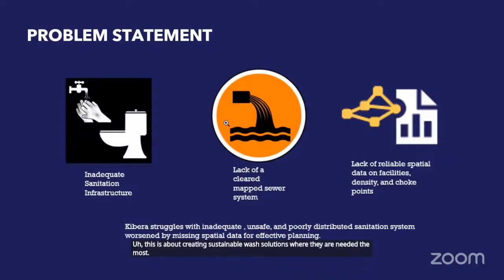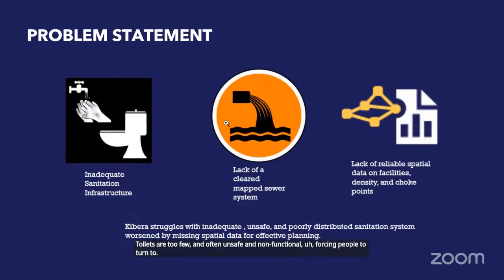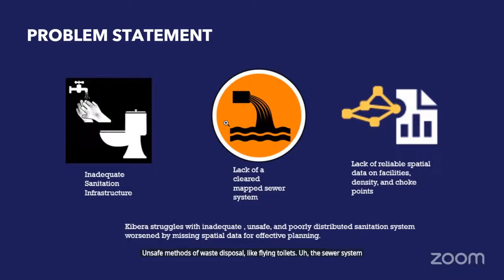Problem statement: in Sarangombe, the sanitation system struggles on three fronts. Toilets are too few and often unsafe and non-functional, forcing people to turn to unsafe methods of waste disposal, like flying toilets. The sewer system is also poorly mapped and frequently blocked, leading to overflows and outbreaks of diseases like cholera.